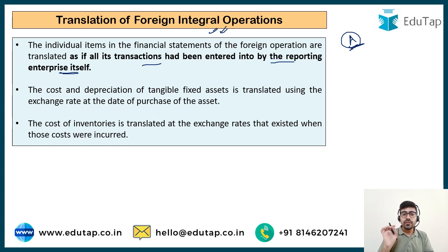So suppose if the fixed assets are being purchased, they are going to be translated using the rate of exchange on the date of purchase, as we have already understood about the recording of foreign exchange transactions. Similarly, the inventory is going to be translated using the exchange rate when the inventory was purchased. So we are going to assume all the transactions are happening as if the Indian company was doing them. Indian company जिस हिसाब से उन transactions को record करती, उसी हिसाब से उनको translate किया जाएगा. So as simple as that.